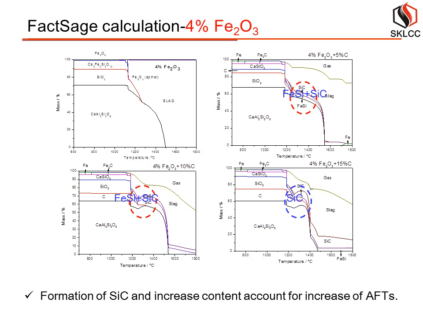FactSage can be used to calculate the mineral composition of CoS. So we used FactSage to calculate the mineral composition of CoS with different I content and radiocarbons. And this slide shows the calculation result of CoS with 4% I content.